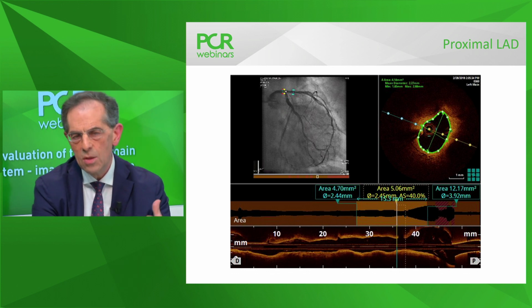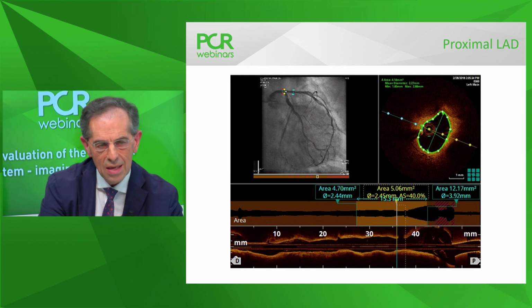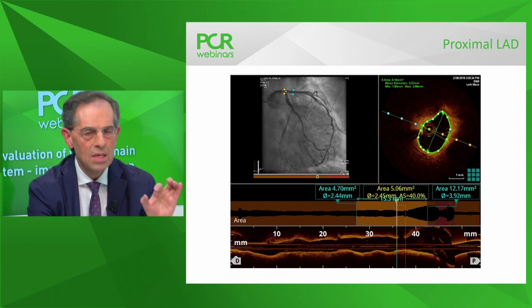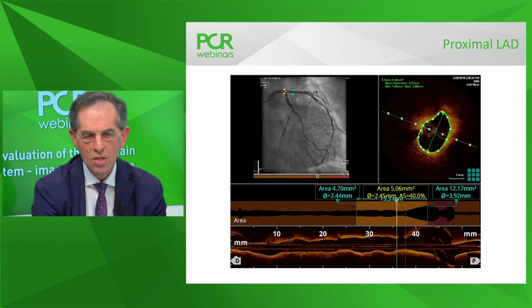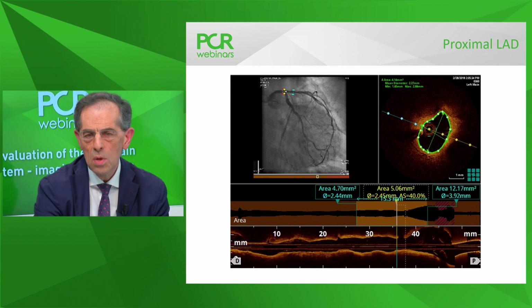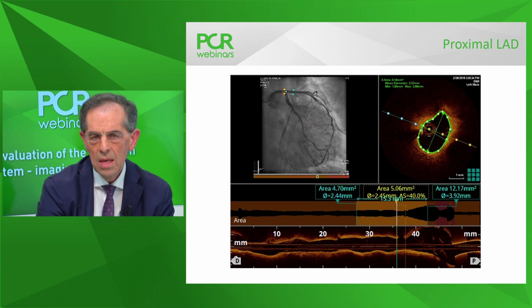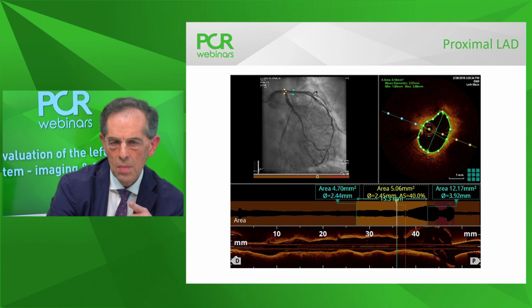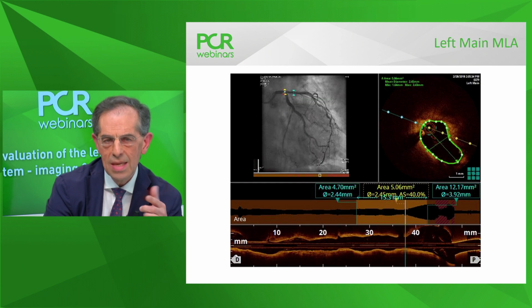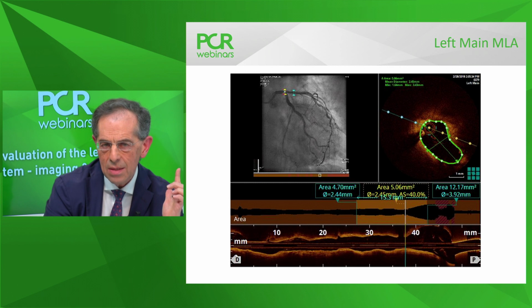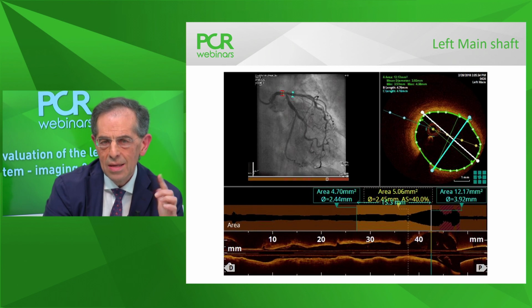Because sometimes your guide wire is not centrally placed. And so if you want to be very precise in terms of assessment of the minimal cross-sectional area on the left main, you might do both acquisitions. Here you might see one section from the proximal LAD, that in any case is more than 4. Then we are going to see the minimal lumen area at the level of the distal left main, that is a little bit more than 5. And then you may see the proximal part of the left main that is huge, with 12 millimeters square.